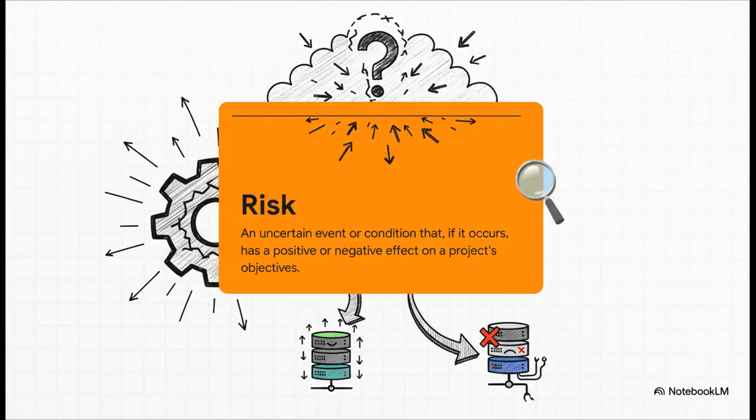So what are we really talking about when we say a risk? Let's get on the same page. The most important word here is uncertain. See, a risk isn't a problem that's already happening. It's a potential thing that might happen. And if it does, it could totally knock your project off course, for better or for worse. Although, let's be real, we're usually a little more focused on the negative side of things.